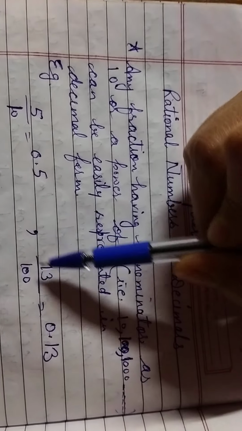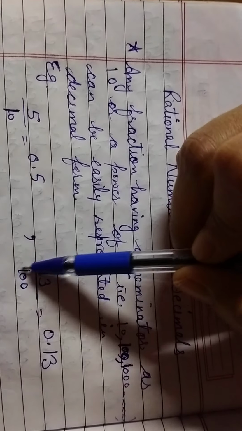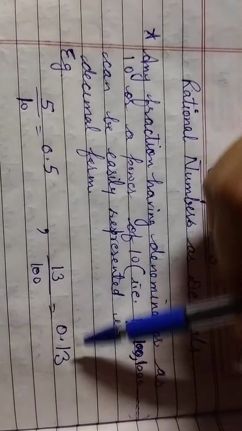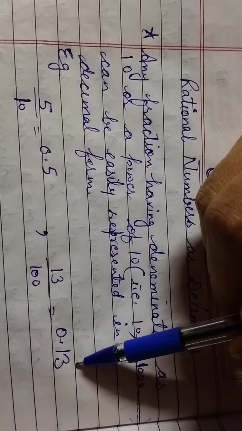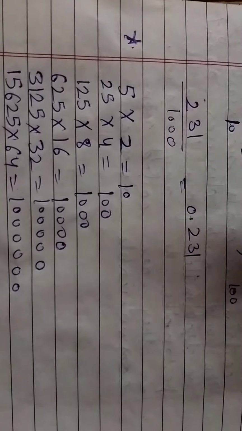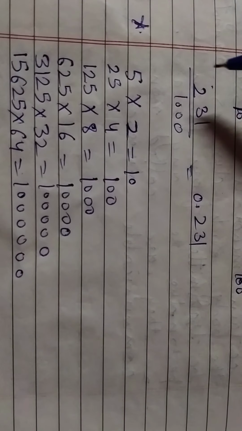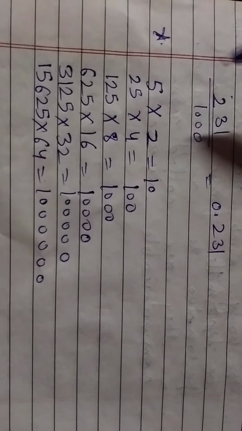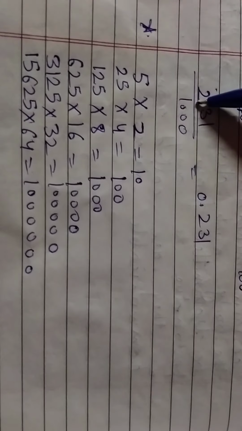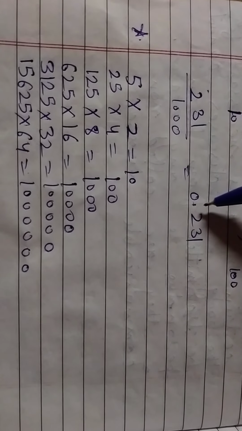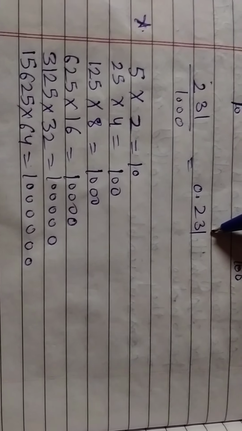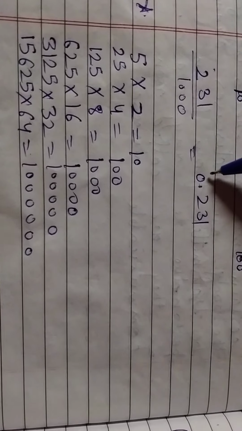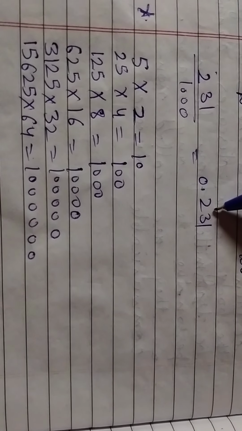Now 13 upon 100. Here 100 is there, so after the decimal we have two digits. We can write it as 0.13. Next example is 231 upon 1000. Here we can write it as 0.231. Clear?